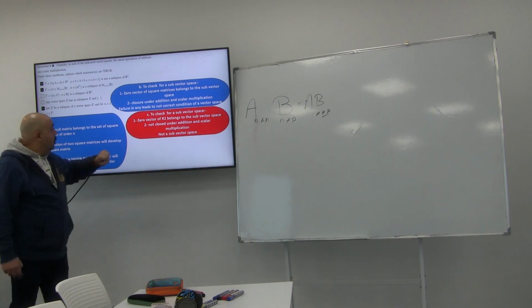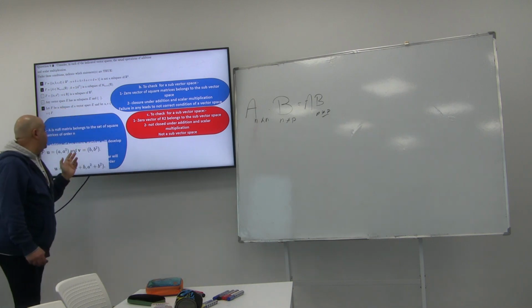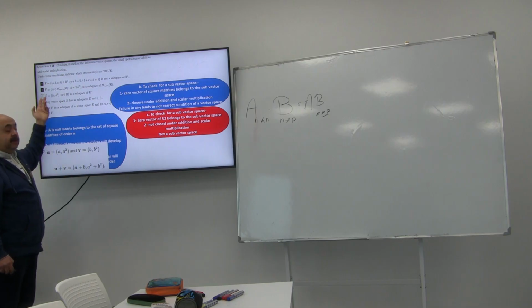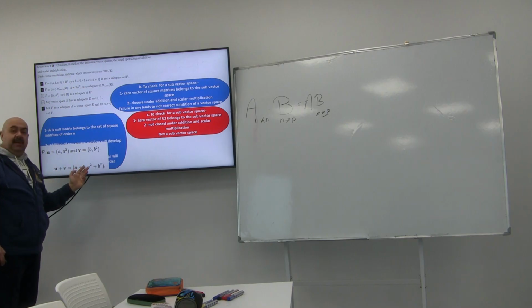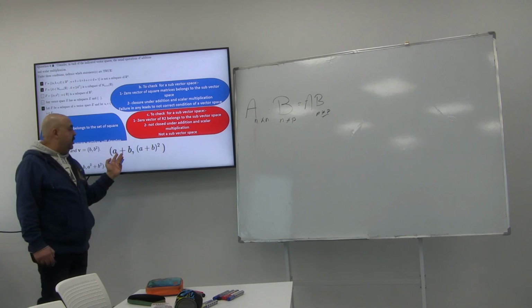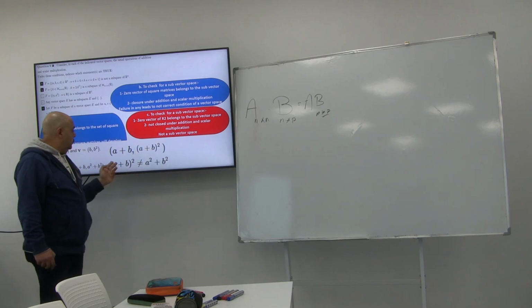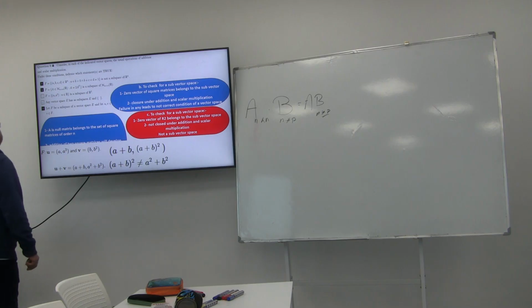Let's look at C. To check for a sub-vector space, you should check for a zero, closure under addition, and scalar multiplication. Of course, this is not going to be a sub-vector space. Let's consider U and V, two vectors that belong to F. The first is (A, A squared), the second is (B, B squared). If you add U and V, you will have (A plus B, A squared plus B squared). But the second coordinate should be (A plus B) to the power of 2, and A squared plus B squared doesn't equal (A plus B) squared. So it's not closed under addition, so it's not a sub-vector space.